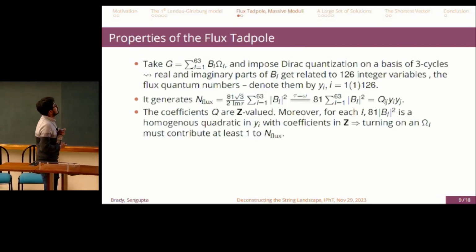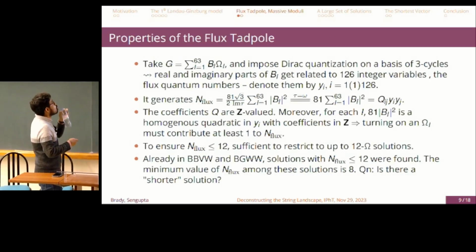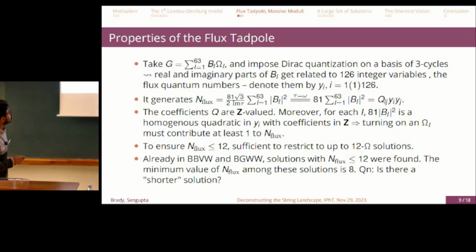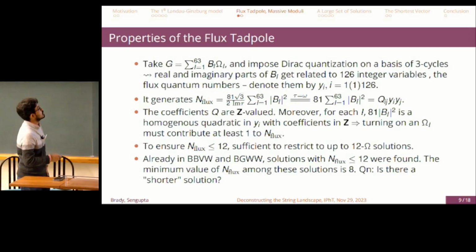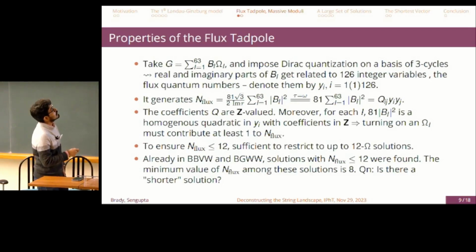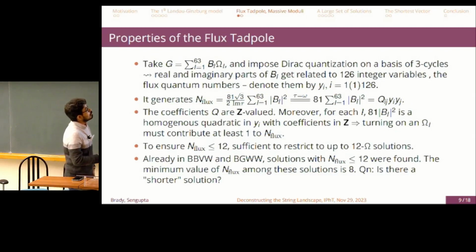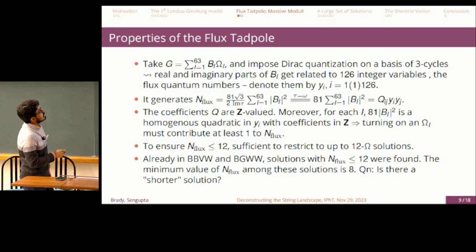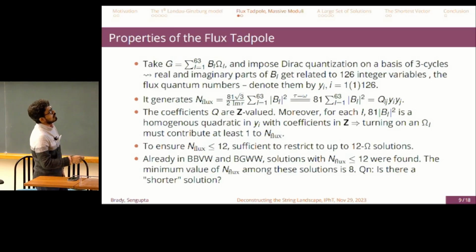Okay. So there are some crucial properties of the flux tadpole that are useful in analyzing solutions. So take an arbitrary flux, which is some complex linear combination of the 63 different fluxes that you can turn on. The B's are complex numbers, and impose the Dirac quantization condition on a basis of 3-cycles. So essentially, the real and the imaginary parts of B get related to 126 integer variables. We call them flux quantum numbers and denote them by Y.